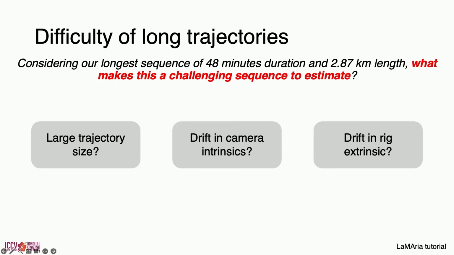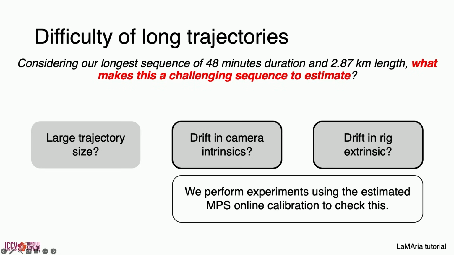extrinsics and camera intrinsics, which was discussed in the past couple of hours. Online calibrating the sensors is quite crucial for this large scale egocentric recording, where you can have bending in the glasses, some kind of changes in sensor calibrations, time varying calibrations, etc. So what we did is we performed some experiments using the estimated MPS online calibration file to check this. One thing to note is that this is, of course, not the ground truth calibration, but this is the calibration output of a system that is just very high performing.